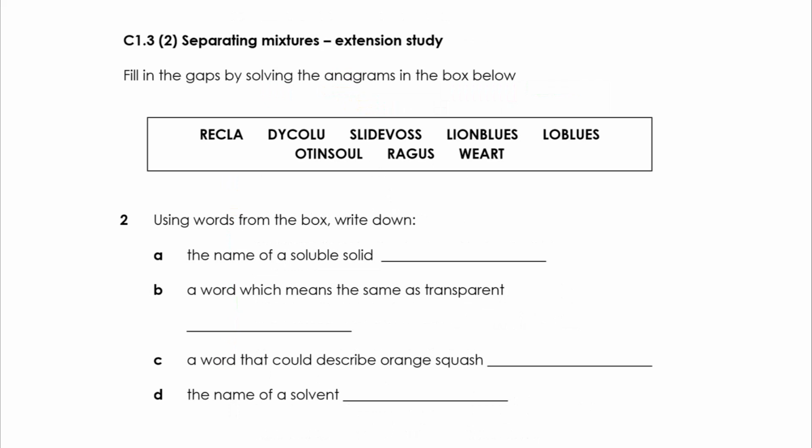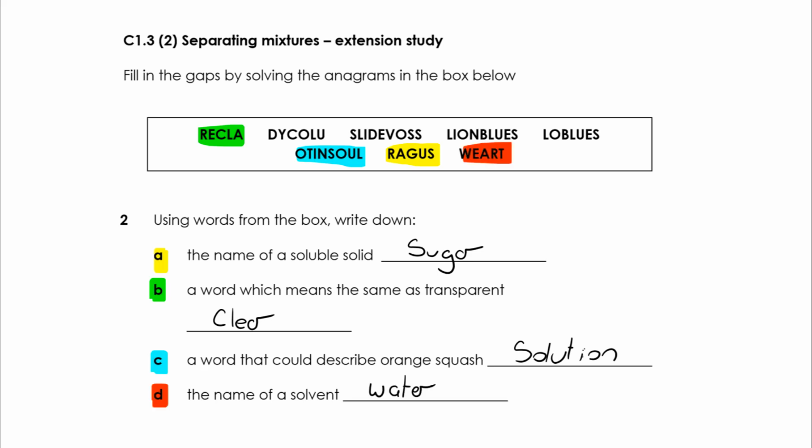More missing words. Have a go. And the name of a soluble solid, we've got sugar in there. A word which means the same as transparent, clear. A word that could describe orange squash, that would be a solution. And the name of a solvent, and we've gone for water.